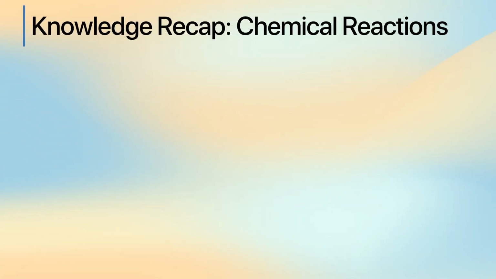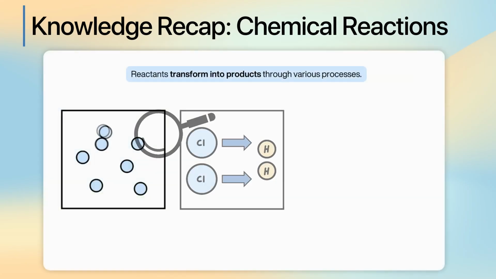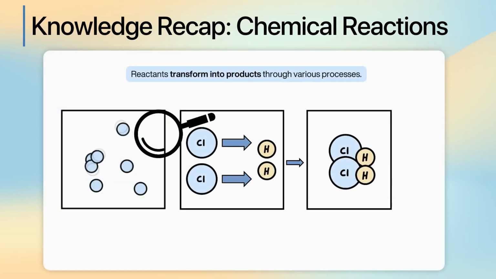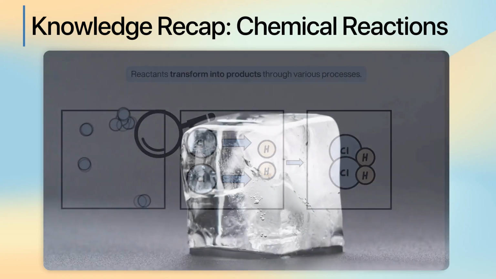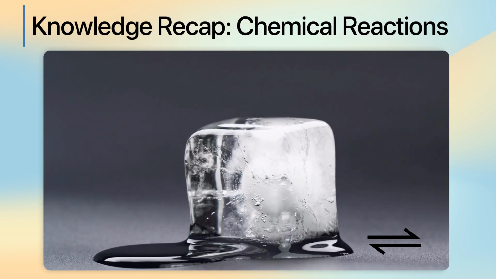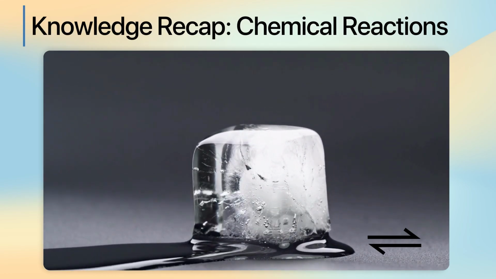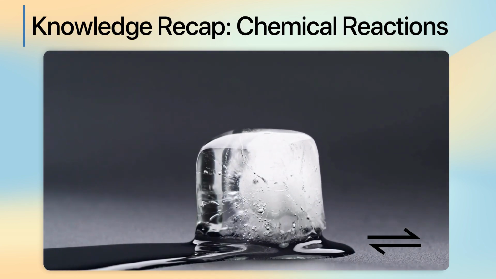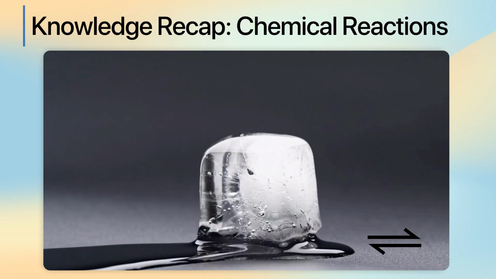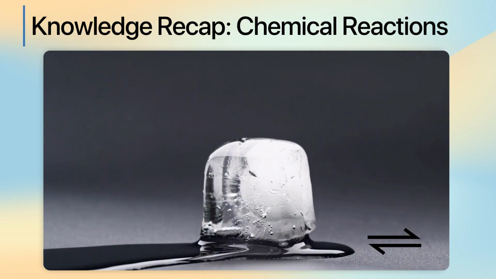So far, we've covered the basics of chemical reactions, understanding that reactants transform into products through various processes. Building on this foundation, today's lesson will advance our chemical understanding by introducing the concept of reversibility in chemical reactions. This will allow us to better comprehend how reactions can reach a state where both reactants and products are present simultaneously in a balanced condition. Let's get started.